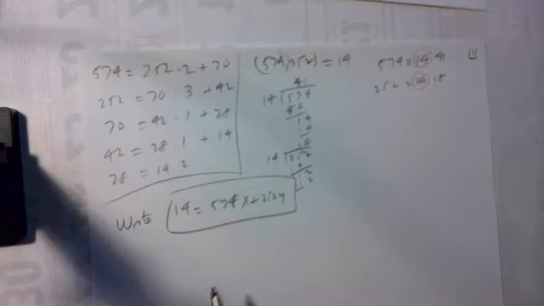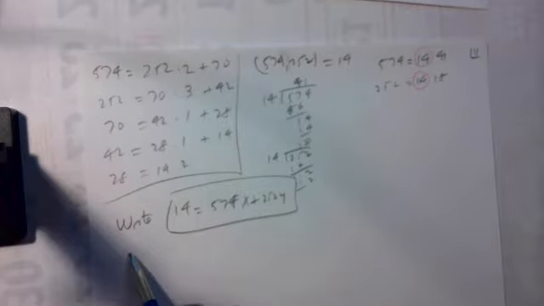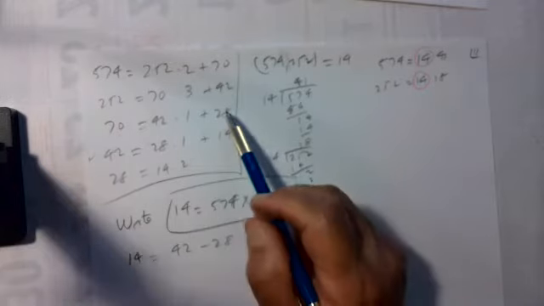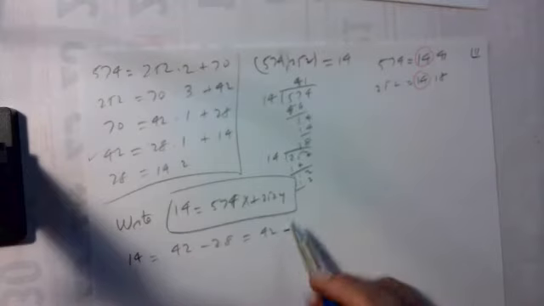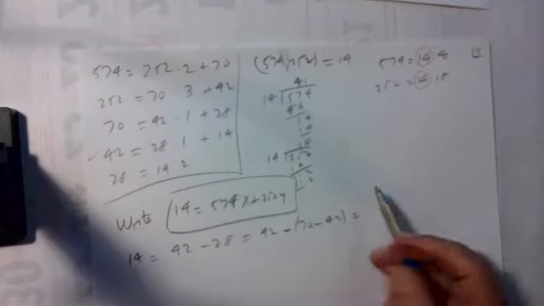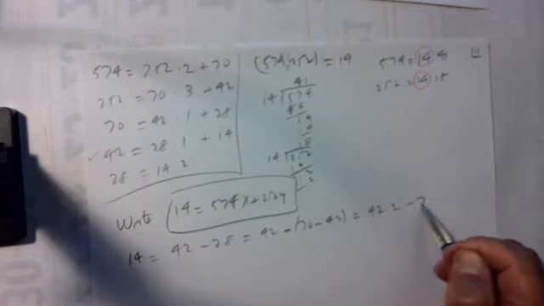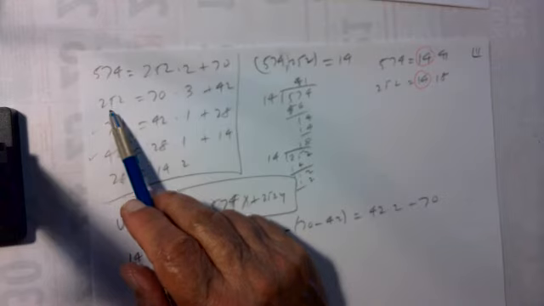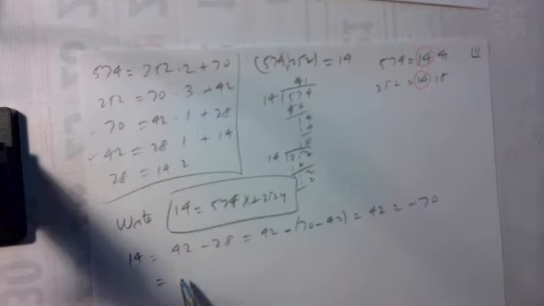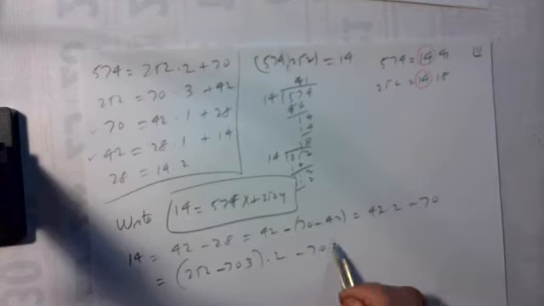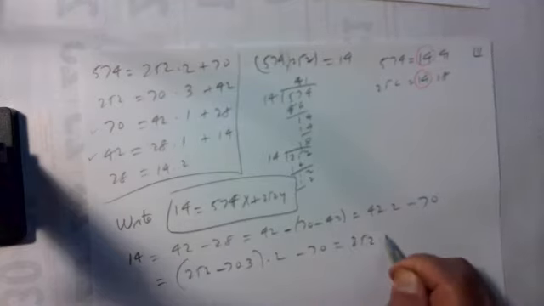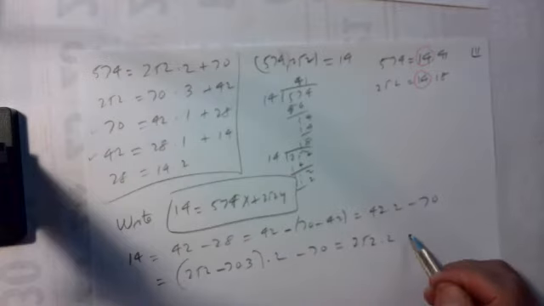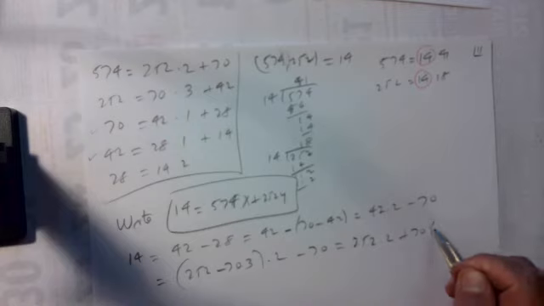Again, we use the Euclidean algorithm just working backwards. So 14 is 42 minus 28. 28 is 70 minus 42. This is 42 times 2 minus 70. 42 is 252 minus 70 times 3. So 42 is 252 minus 70 times 3 times 2 minus 70. This is 252 times 2 minus 6 minus 1 plus 70 times minus 7.